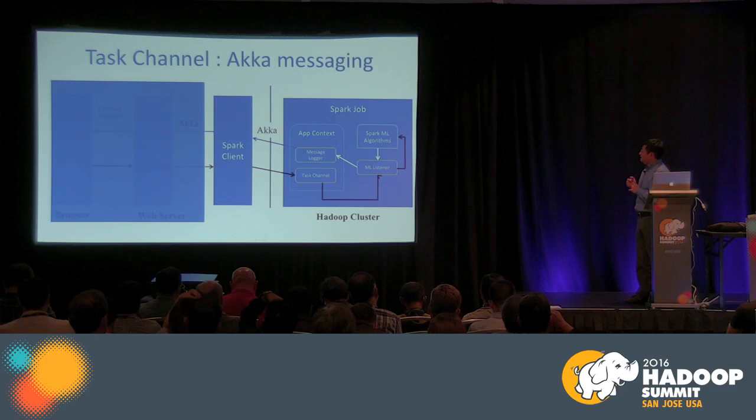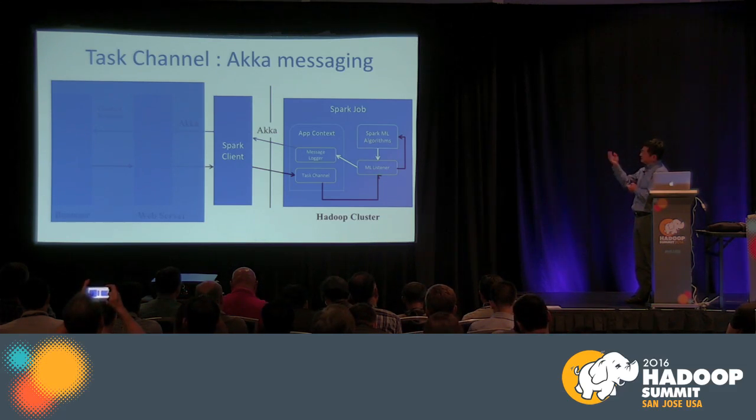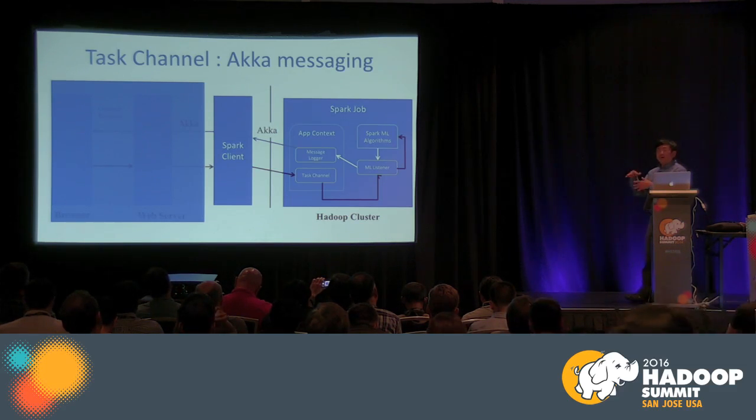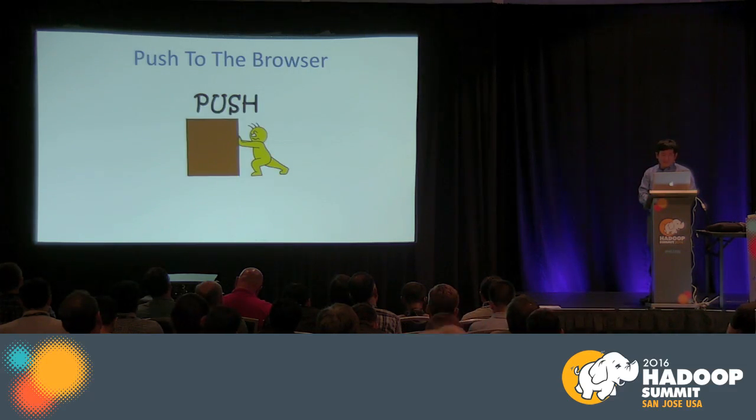When we send messages, we send through the message logger, which is essentially sending the Akka messages. When we receive update commands, we use the task channel to in turn update the ML listening flag, and that basically controls the iterations, the flow, the while loops, where to stop. Okay, so that takes care of the messaging.